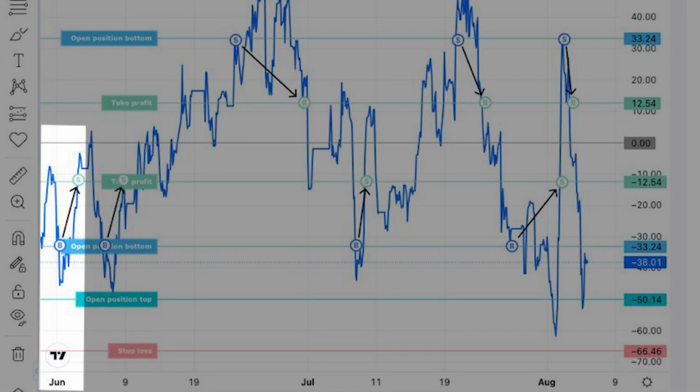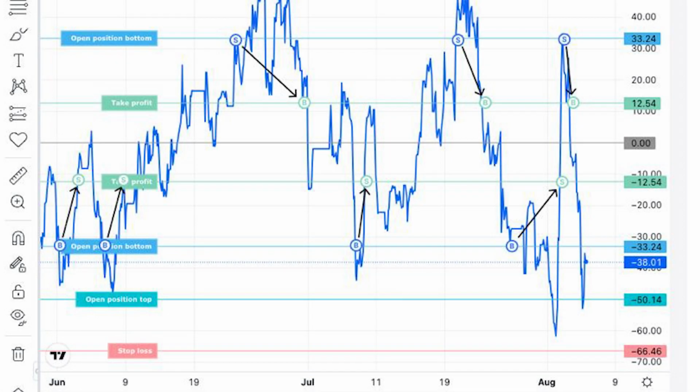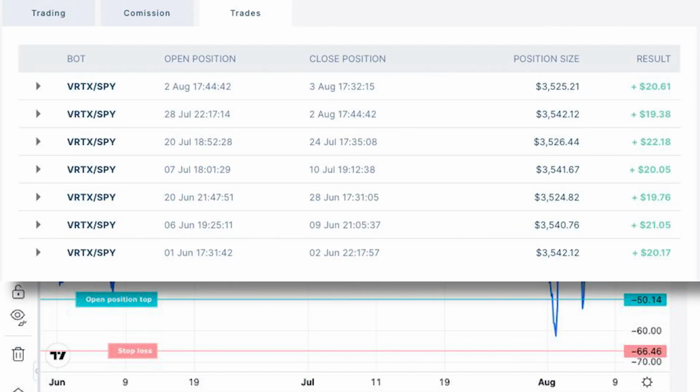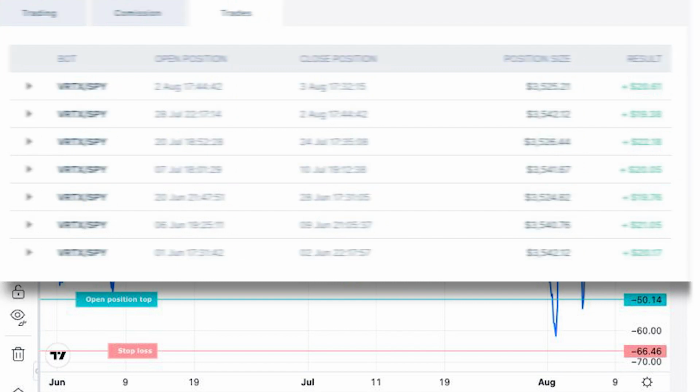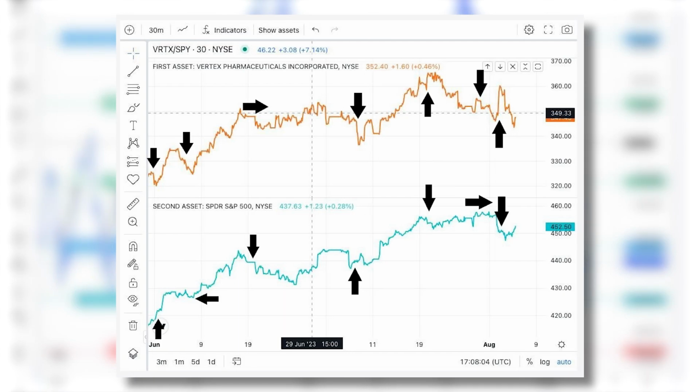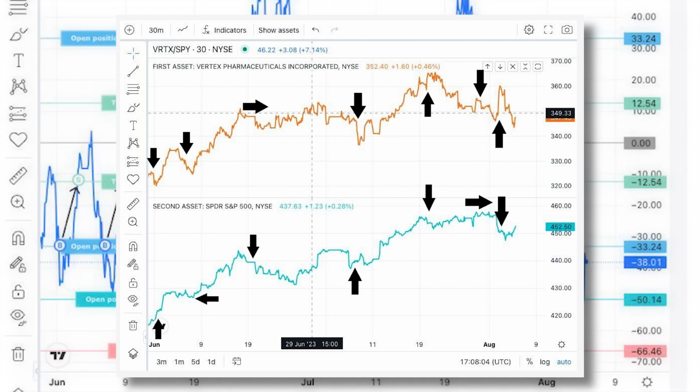Then, if we were to go through all the opportunities that the AI bot has identified and executed for us, you can see that there are specific time periods that the stock and the ETF diverge and then converge, resulting in profits for us. And this is really the power of the AI bot to help us identify and execute those trades for us. Here you can see visually how in certain time periods, Vertex and the S&P 500 ETF diverge from each other, whether Vertex outperforms or underperforms the S&P 500 ETF. And this is a perfect strategy for the return to average setting.